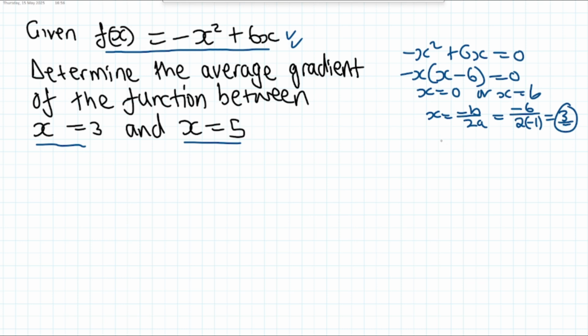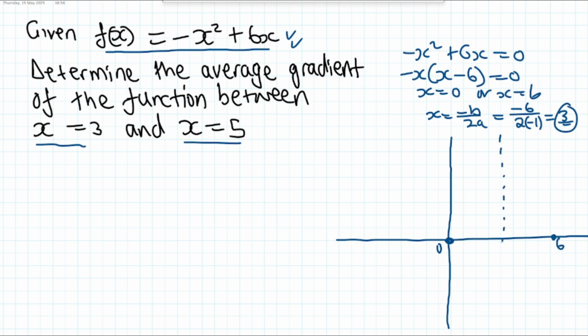We want to have a rough sketch of this function f of x. It's going to be something like this, where we have the x-intercept here at 0, and another x-intercept at 6. And then the turning point is going to be along this line, x is equal to 3, the 3 that we got here. So let's just have a rough sketch of this function. It should be something like this, right? And then we are finding the average gradient of this function from when x is 3 to when x is 5.